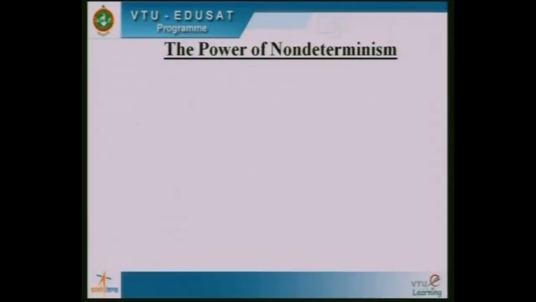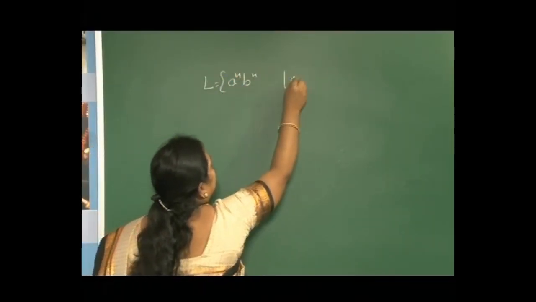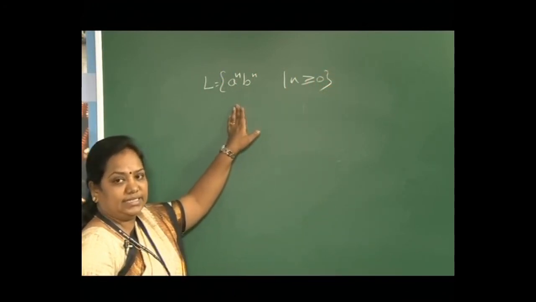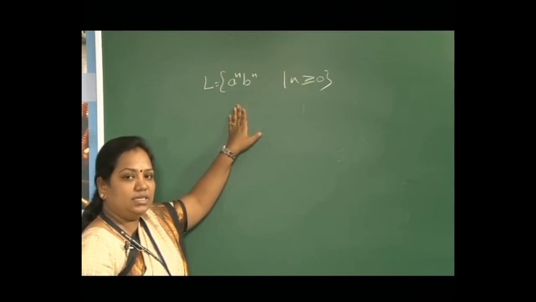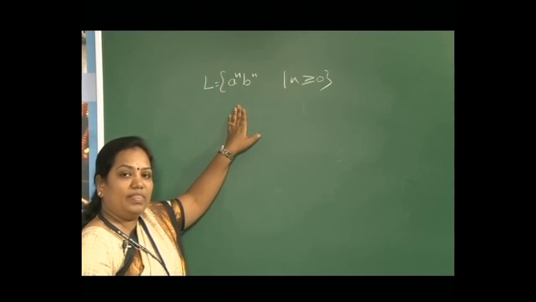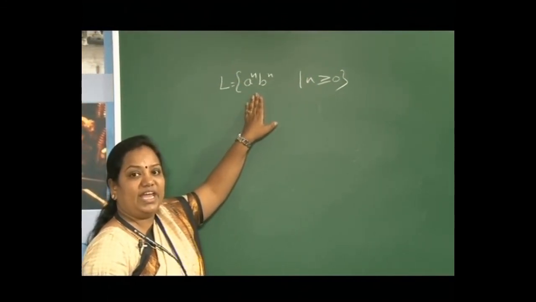At last, let us discuss the power of non-determinism. Before we discuss the power of non-determinism, let us design a PDA for one more language. For the language a^n b^n, where n is greater than or equal to 0. Is it a context free grammar? Yes. Have we written a context free grammar for this? Yes. Then if it is a context free grammar, we have a PDA for it. Have we written a PDA for it? Yes, in the previous session we have written a PDA for the language a^n b^n.